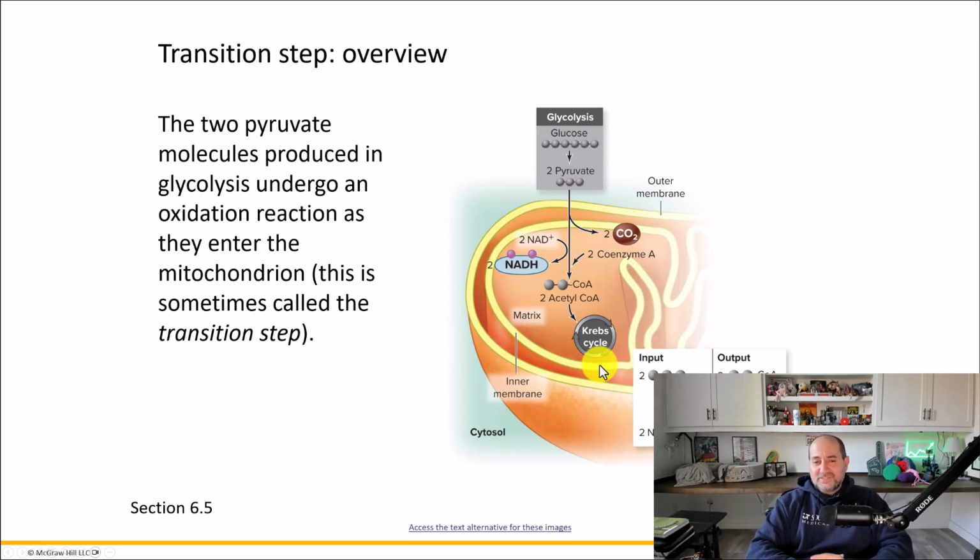So that's a lot of details, but what do I need you to know? I need you to know that during the transition step, also known as oxidation of pyruvate, 2 pyruvate enter the mitochondria. Remember, each pyruvate is 3 carbons long. 2 pyruvates enter the mitochondria, and what forms? 2 NADH, 2 CO2, and 2 acetyl-CoA. Acetyl-CoA is a 2-carbon molecule. One of the original carbons left as CO2. So you have 2 acetyl-CoA, and those 2 acetyl-CoA enter the next stage called Krebs cycle.